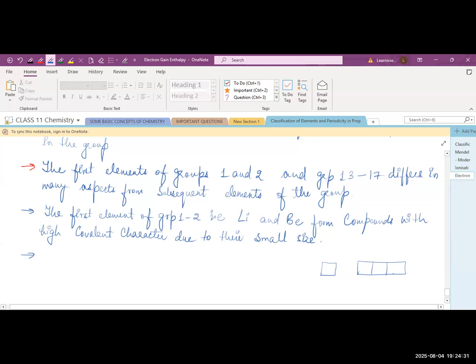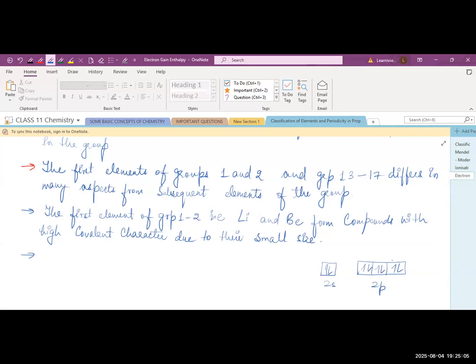So if you write down the electronic configuration of second period elements, you will get to know that they have only 4 valence orbitals. This is for the 2s and this is for the 2p. Then they can accommodate only 8 electrons, right? 2 electrons in the 2s and 6 in the 2p. So basically, they can accommodate only 8 electrons in their valence shell.